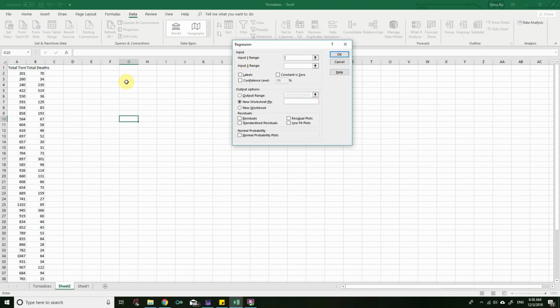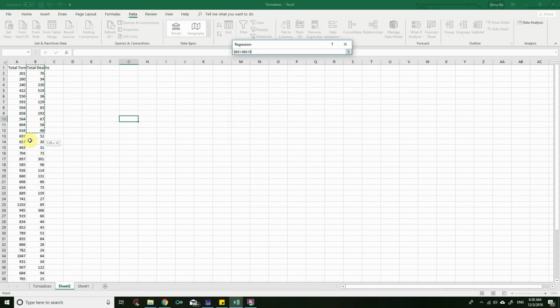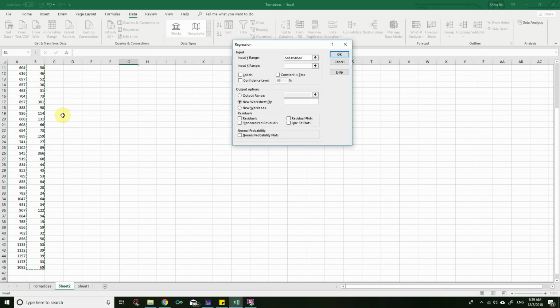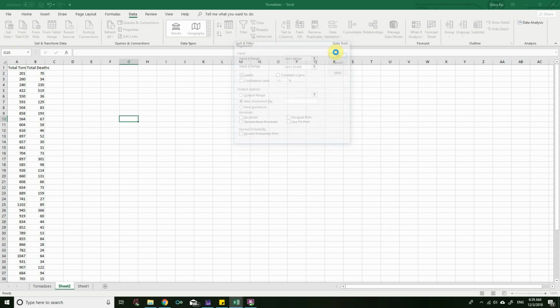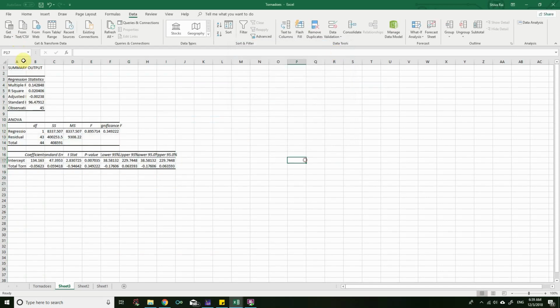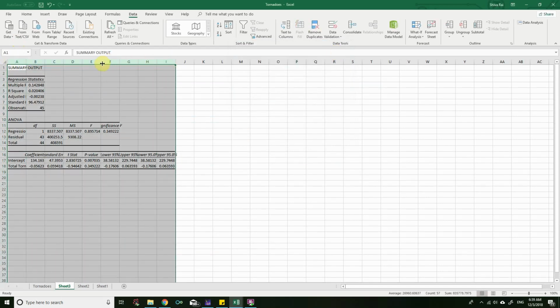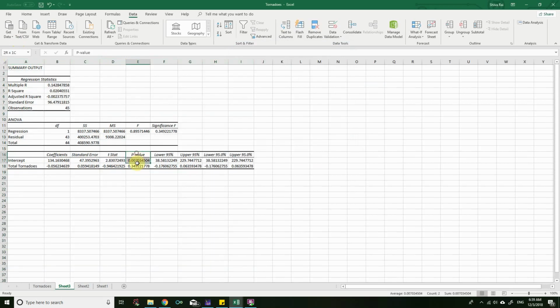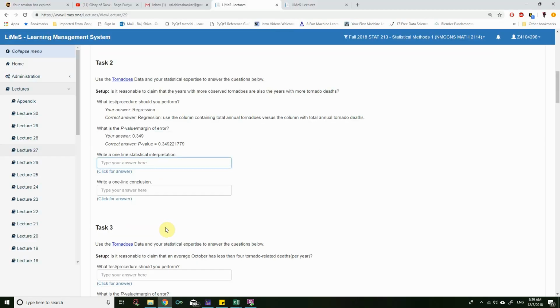Input Y range. Y range is this one, since more tornadoes leads to more deaths. That's what it is saying. Okay, so column B is the input Y range and X range is this one, the number of tornadoes. Okay, there are labels and click on OK. So here's our regression table. The p-value is 0.349. One-line statistical interpretation.